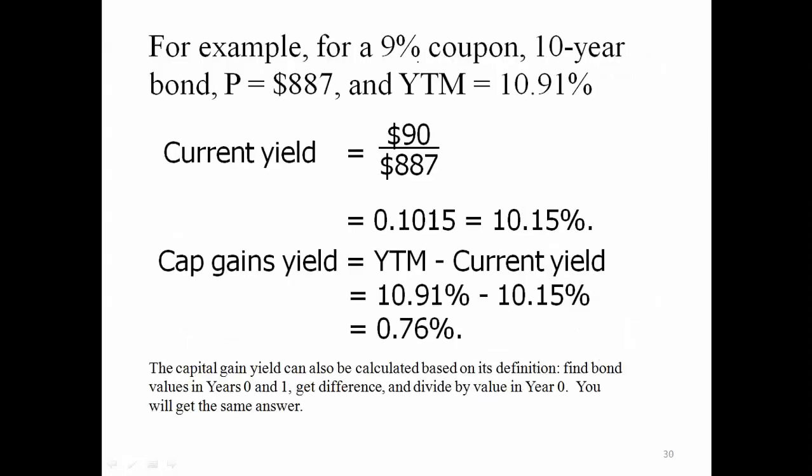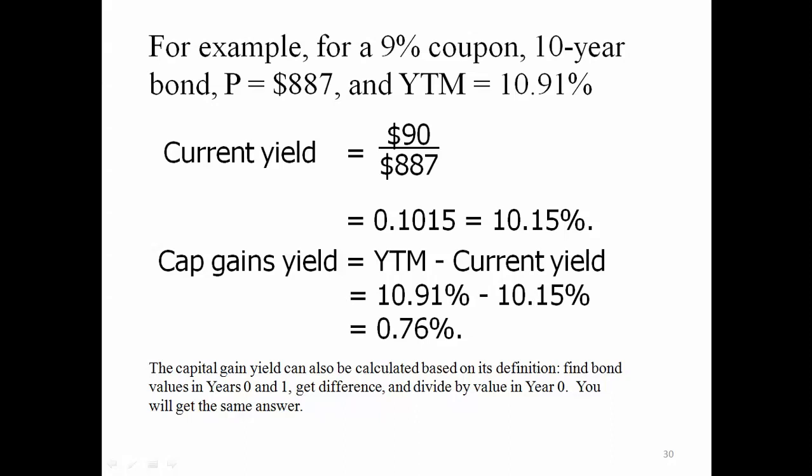So for example, for a 9% coupon 10-year bond, the price is $8.87, yield to maturity is 10.91%. We can calculate the current yield, which is the coupon payment divided by the price, so that's about 10.15%. Then we can see the capital gain yield is the difference between the yield to maturity and the current yield, so that is 0.76%. That gives you the idea that the bond price is expected to rise a little bit, not much, but 0.76% over the next year.